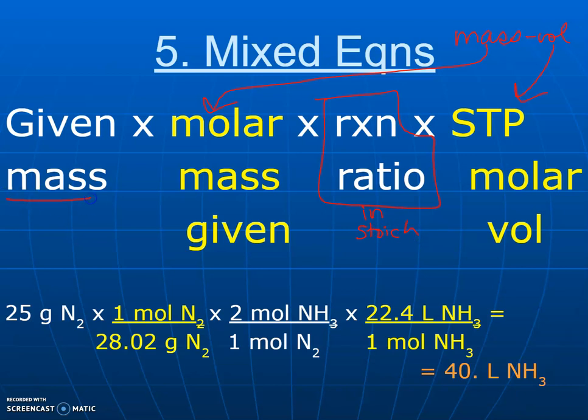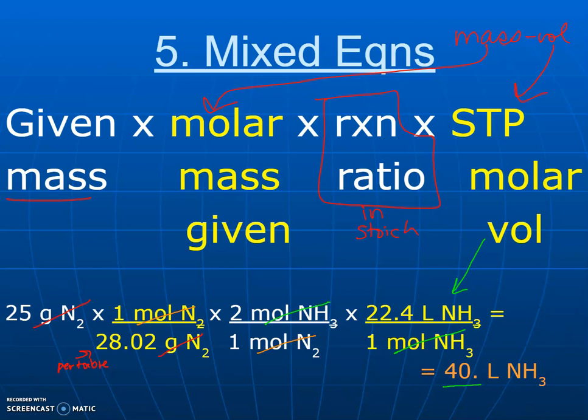So if we start with mass, here we have our grams of N2. Here's our grams of N2 on the bottom from the periodic table. Remember, we get that from the periodic table. And then we put 1 mole of N2 up top. Then we have 1 mole of N2 canceling out with 1 mole of N2 from the reaction ratio, and 2 moles of NH3 from that balanced reaction ratio. And then we cancel out moles of NH3 with moles of NH3 and our molar volume right here. Okay, and then our answer plugged in is 40.0 liters of NH3.